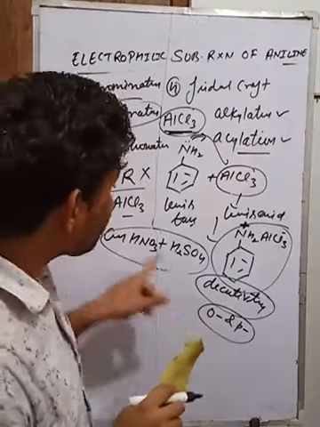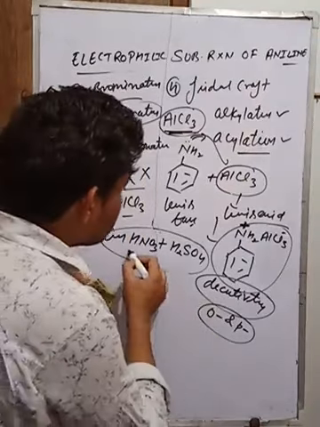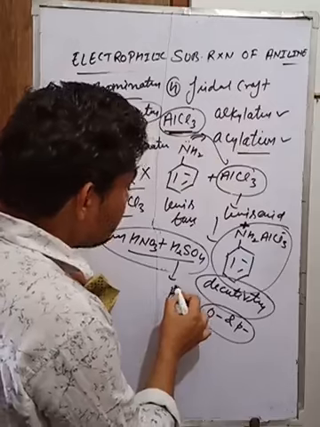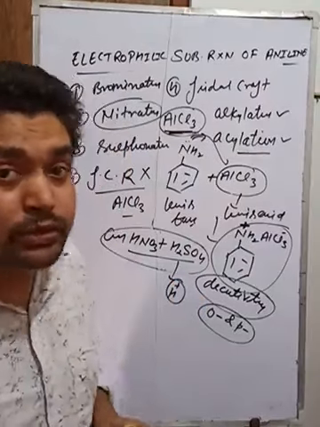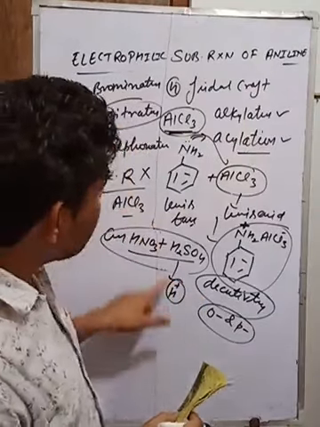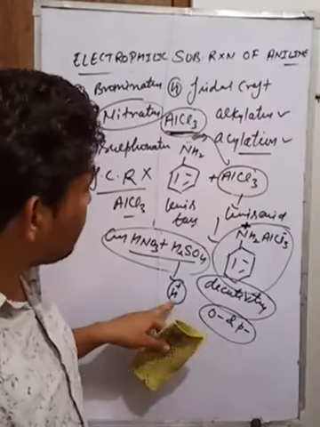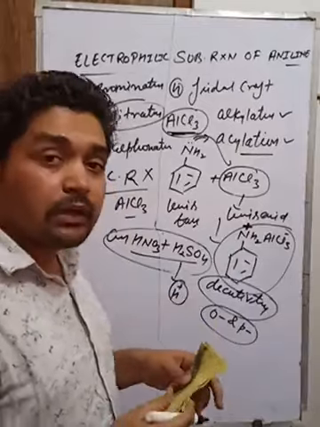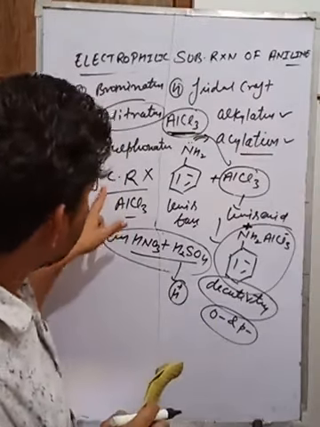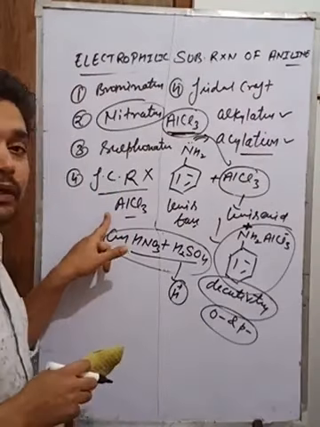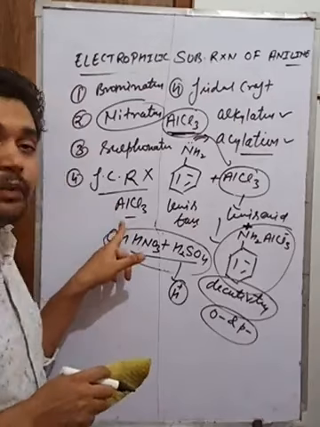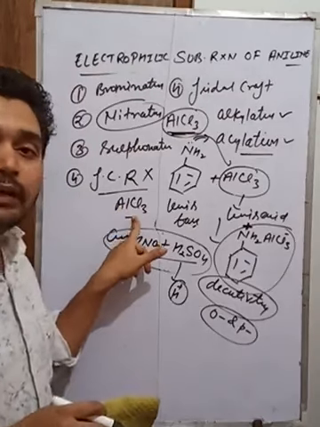Why? What is the reason? The reason is that these are strong acids. They release H positive ion in the solution. So aniline, after accepting a proton, forms the anilinium ion, which is a meta directing group. And aniline does not undergo the Friedel-Crafts reaction because in the Friedel-Crafts reaction aluminum trichloride is used.